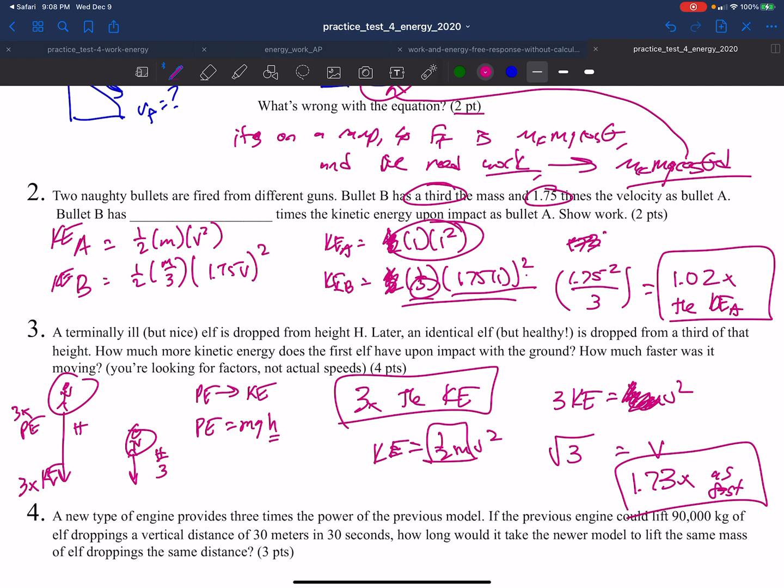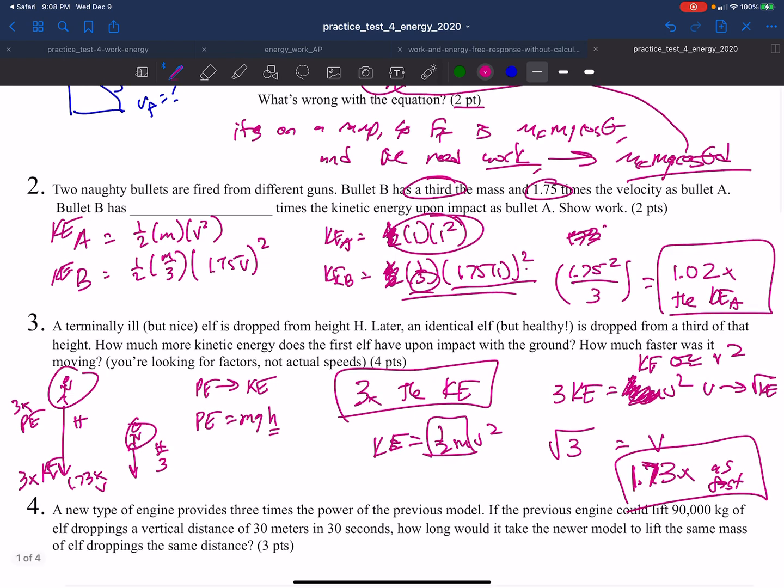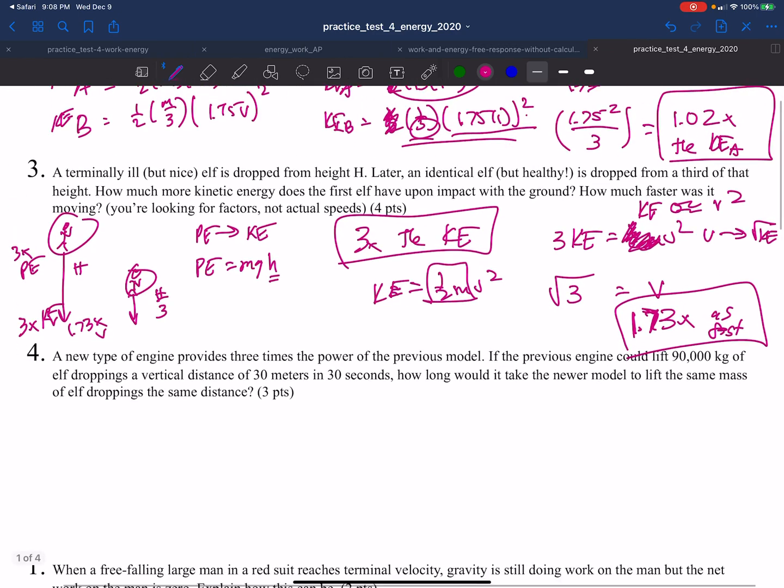Again, the final answer here is that the first elf is going to hit the ground with 1.73 times the velocity. Why? Because it has 3 times the kinetic energy, and the kinetic energy is proportional to v squared. So v must be proportional to the square root of the KE. So 1.73 times, and again, you could have made up values and actually cranked this out if you wanted to. You get the exact same answer I do. This is just the better way to do it. It's faster. It's simpler. This is the last one I'm going to do on this first video.